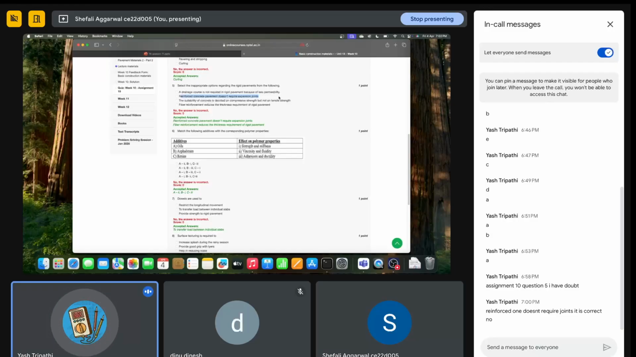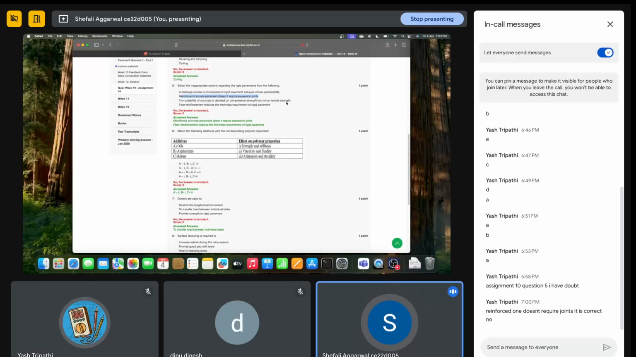But the third one is also... Third statement. The suitability of concrete is decided on compressive strength but not on tensile strength. In the lecture, I remember sir told that it is decided on tensile strength. No. For pavements, you won't decide on tensile strength, because how I will explain.